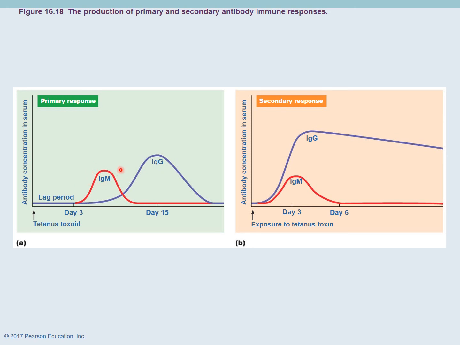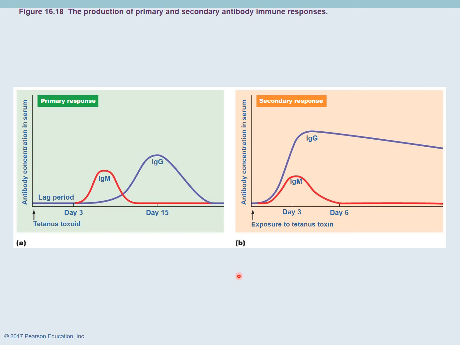The initial response is your IgMs. You can see the level is right about here with this red line. It will last for several days and then that's going to go down. You do have some IgGs being made secondarily. It takes a while, about 2 weeks, to get the development of these. The level of this antibody does stay for some time period.